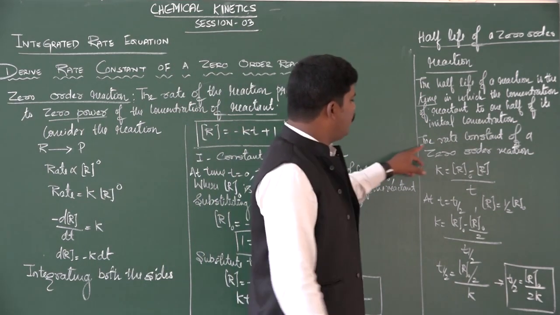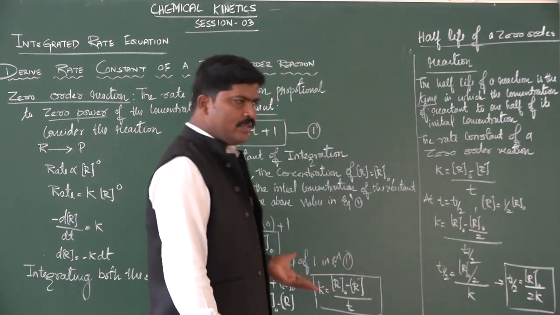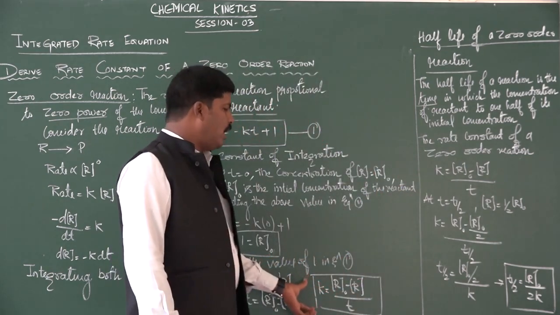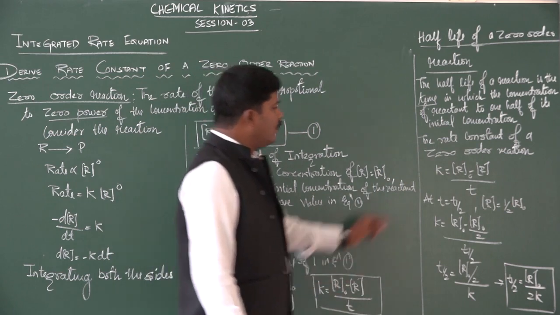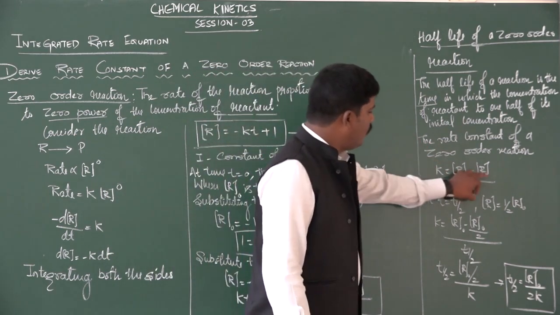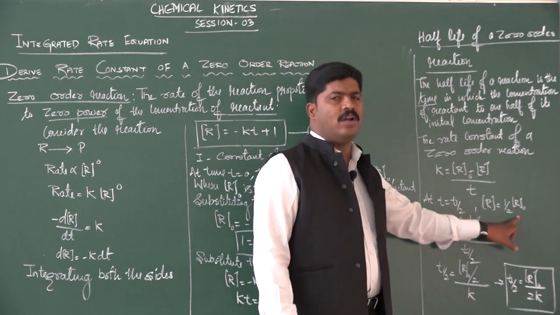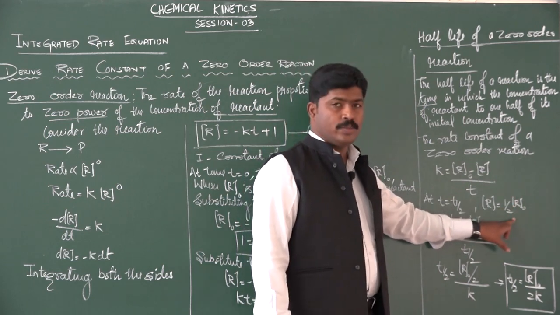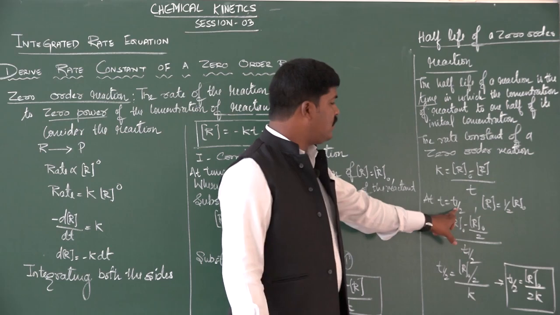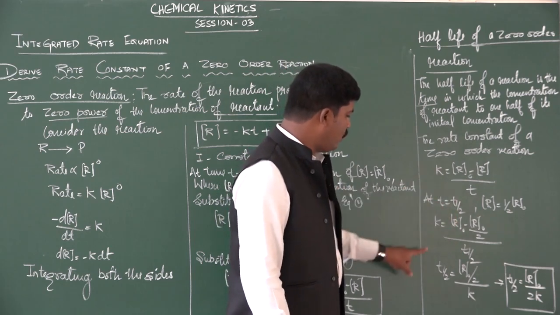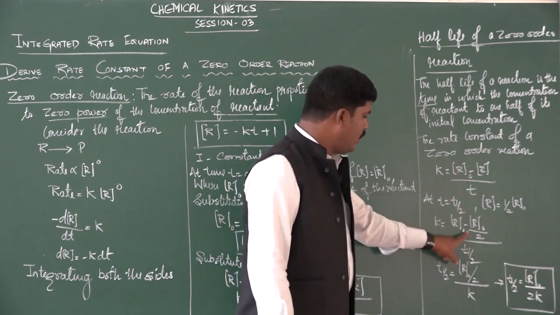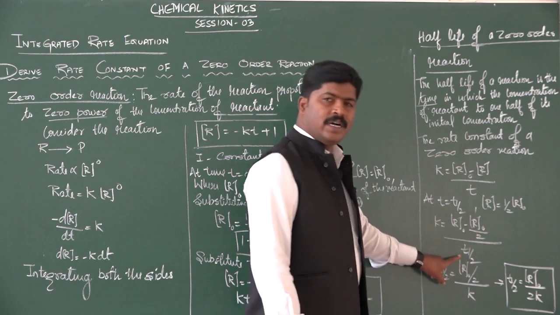The rate constant of a zero order reaction, just now we have derived, k is equal to R naught minus R by t. Now, what is R? R is half of R naught, that is R naught by 2. Now, what is time? Time t is T half. Substitute this in the equation now. k is equal to R naught minus R naught by 2, divided by T half.